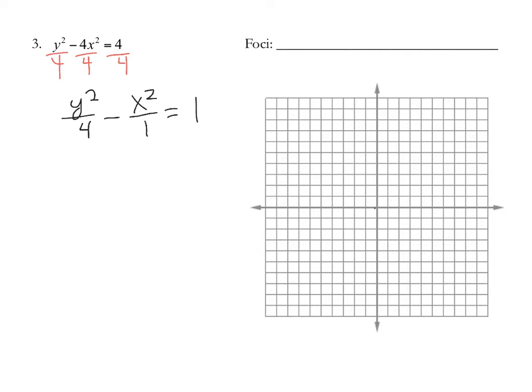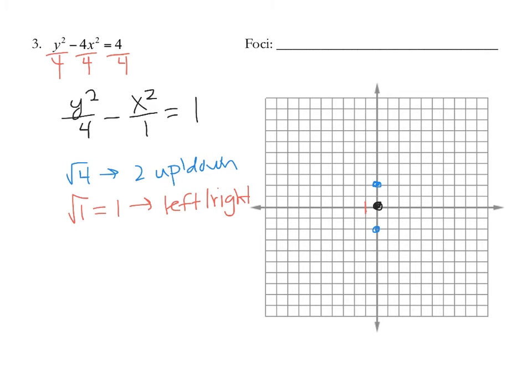So my center is at 0, 0. That's my starting point. I move the square root of the denominator in the direction of the numerator. So square root of 4. The numerator is y, so that means I'm going to go up and down 2. That's going to be where I put my dot. And then square root of the other denominator is 1. That's just going to be 1. But that means I'm going to be going in the direction of the numerator, that's left and right 1. And that's going to be my dash.